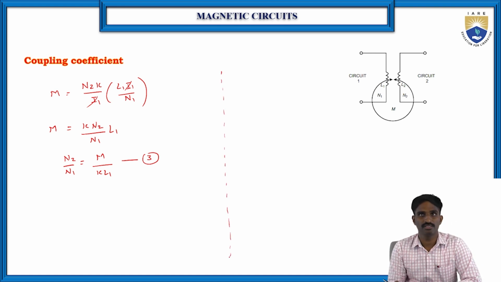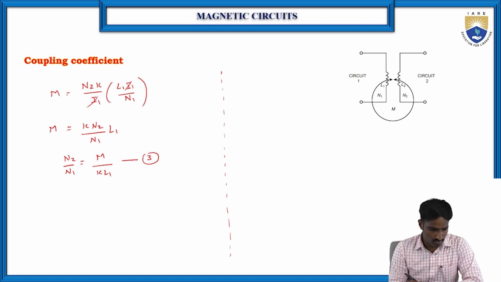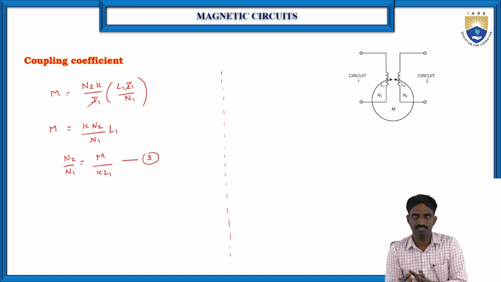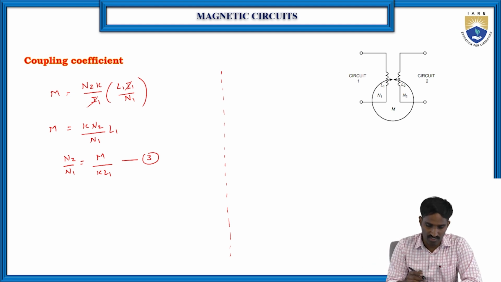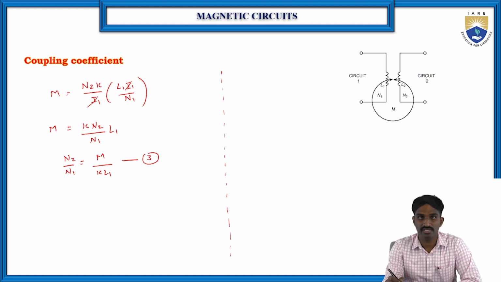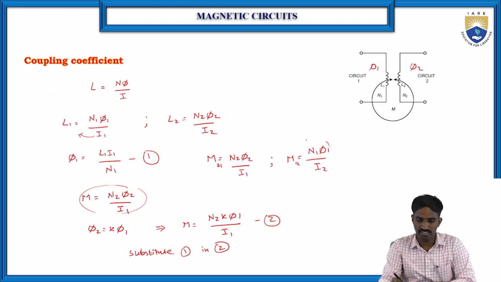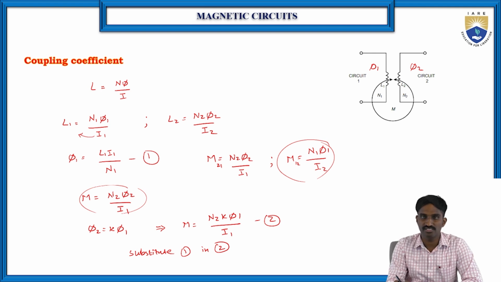Yeah, equation number 3. Now let us reverse the circuits. This is how we calculated the mutual inductance M, which is because of the current flowing through the primary winding. So let us find the same mutual inductance in the other way. Now let us find the same equation, so substitute the same phi 1 in this equation.